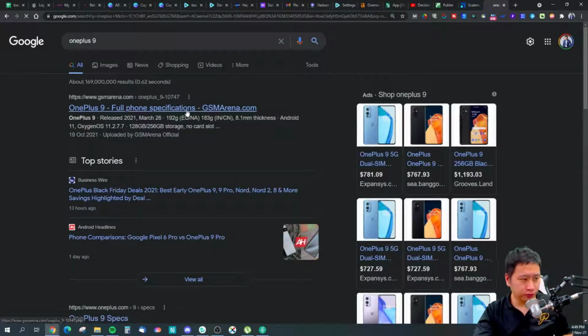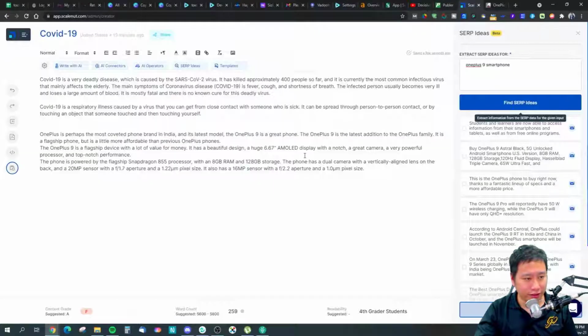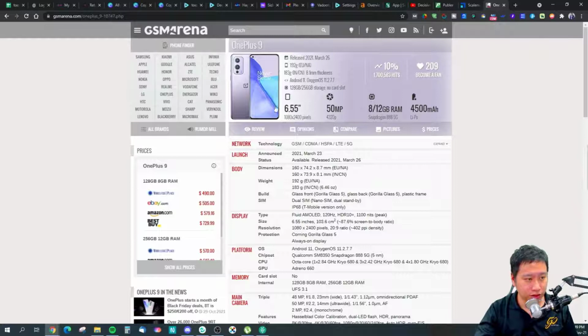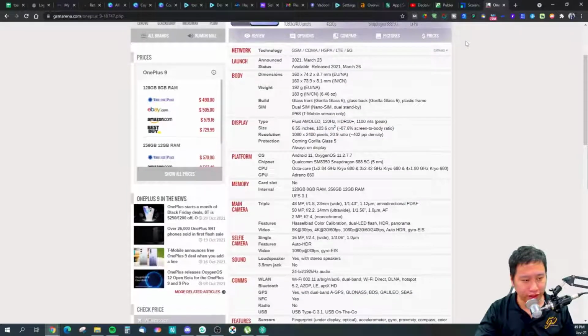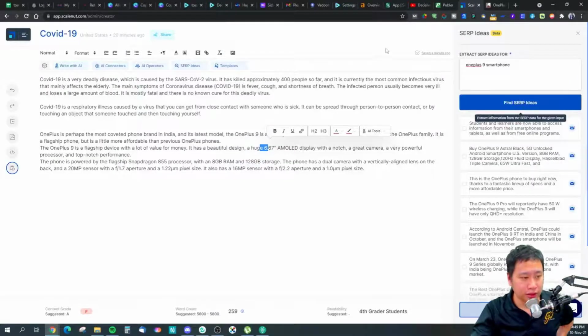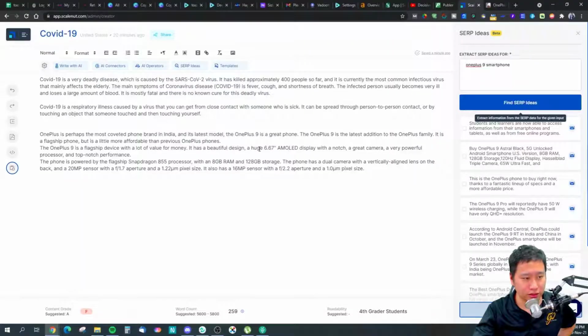OnePlus 9, full phone specifications. Okay, 6.55. So it's a little bit off right here. Right, so the size is 6.55. Yep, so this is incorrect.